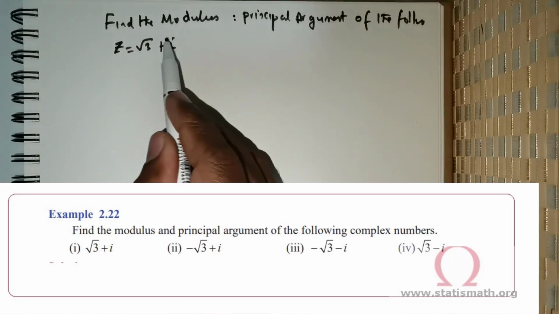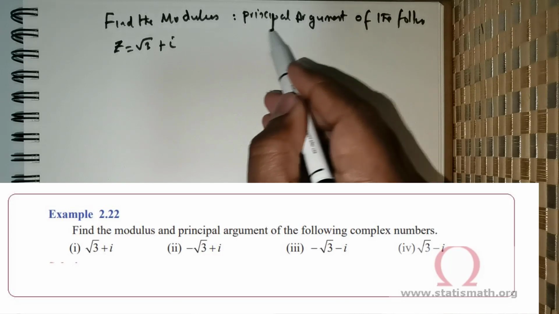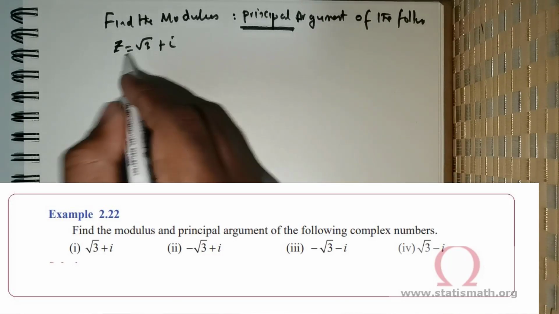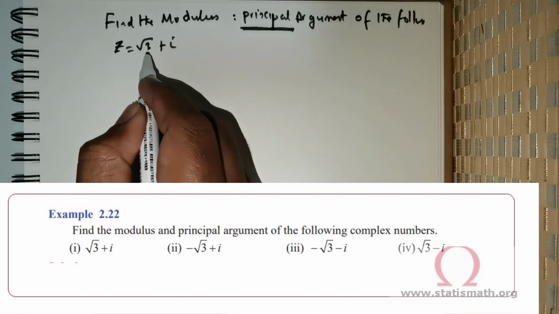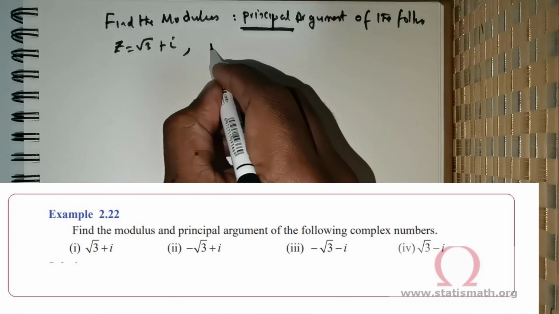Students, we are given this question. We are expected to find the modulus and the principal argument. So the key word is principal argument. Have it in mind. For this complex number, z is equal to root 3 plus i. Now you write down the formula.